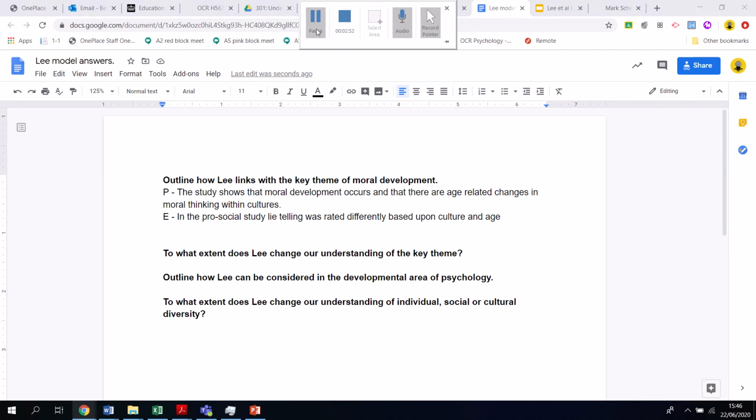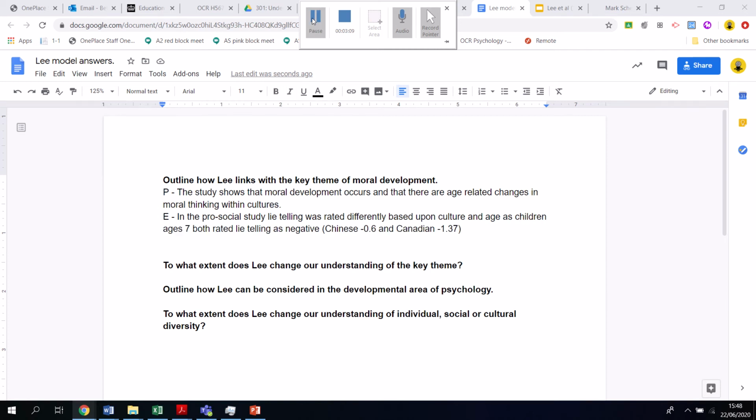I'm going to back it up by stating that in both the Chinese and the Canadian cultures, lie-telling in pro-social situations was still deemed a generally negative behaviour, and then provide a figure to back that up. We can see here that both of these cultures, Chinese and Canadian, are rating lie-telling as a negative behaviour, at average values of minus 0.6 and minus 1.37. But interestingly, there are differences in culture. So I'm going to show you the findings and point out those differences.